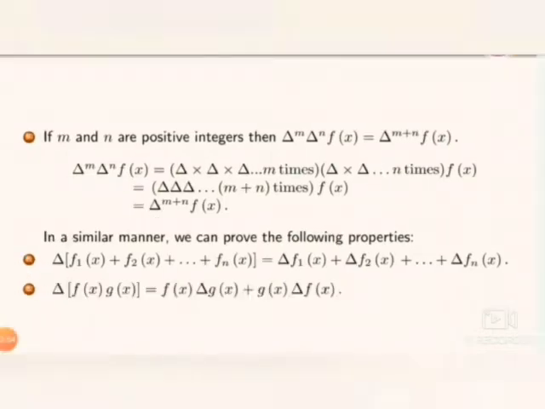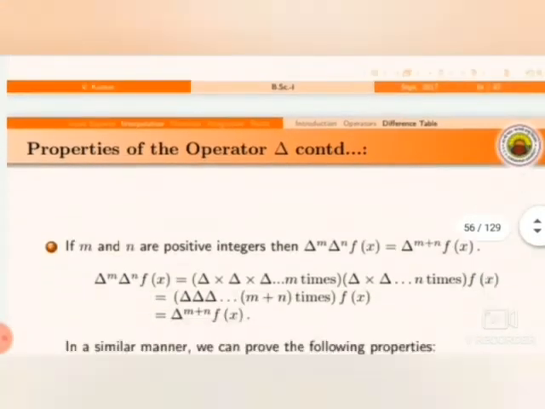And the next property is the addition of several functions. So del of f1 of x plus f2 of x, and so on up to fn of x, will exist, and del f1 of x, del f2 of x, and so on.